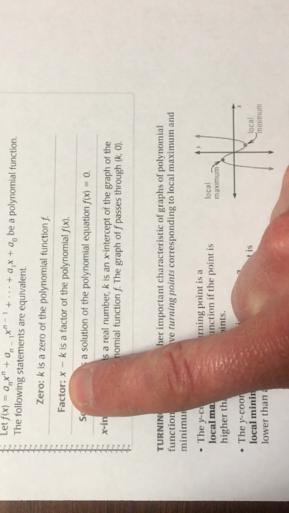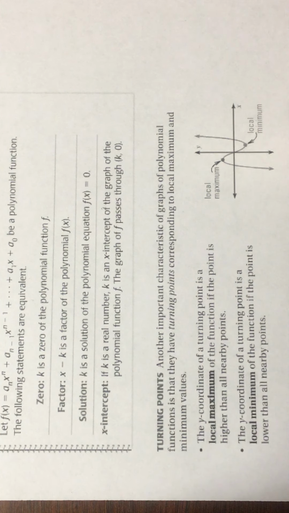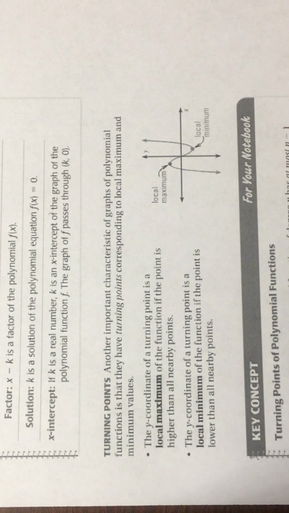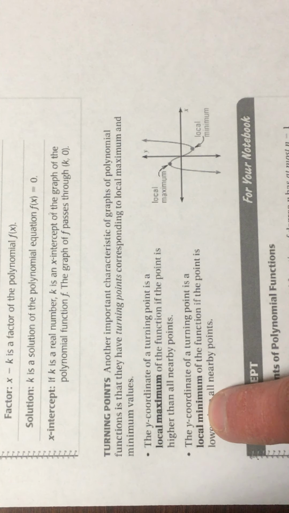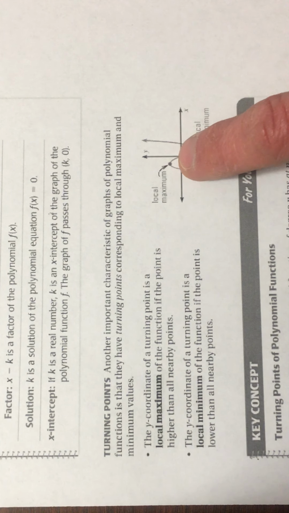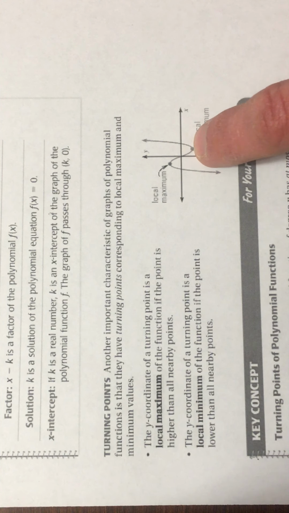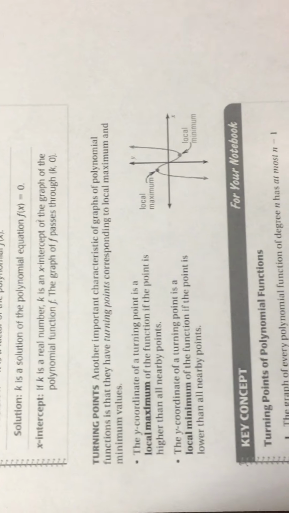We've talked about the zeros, the factors, solution, the x-intercepts. Now we're going to be looking at our turning points and what we call our relative extrema, often detailed as the local maximum or a local minimum. It's viewed right in this photo here. Your local maximum is your highest y value in this little region here, or your local minimum, your lowest y value in this region here.